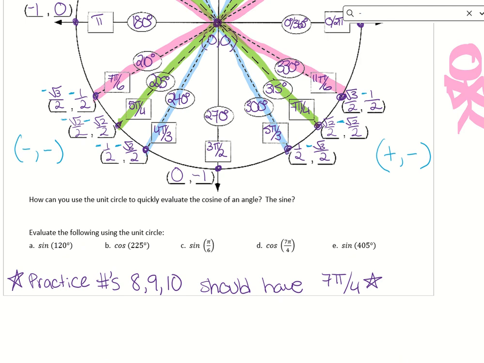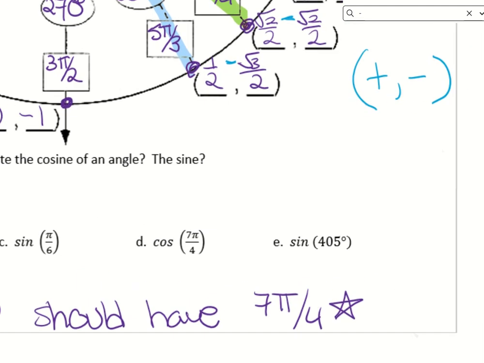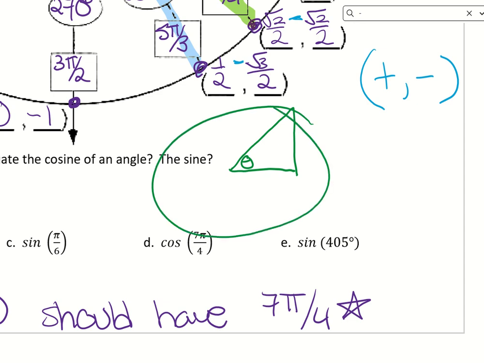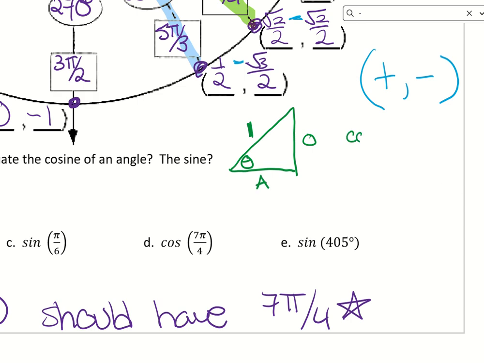Okay, so how do we use the unit circle to quickly evaluate cosine of an angle or sine of an angle? So this requires you to think back for a second when we were doing our triangle trig earlier this year. If we have a triangle, and this time we know that since this is on a circle with a radius of 1, that hypotenuse is always going to be 1 no matter what. So this is going to be our opposite, this is going to be our adjacent. If we were to find the cosine of an angle, remember cosine of an angle is adjacent over hypotenuse. In this case, since our hypotenuse is always 1, the cosine of our angle is always going to be the adjacent side.